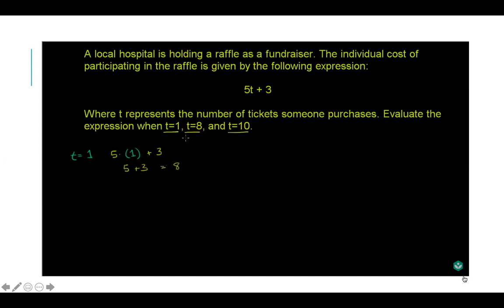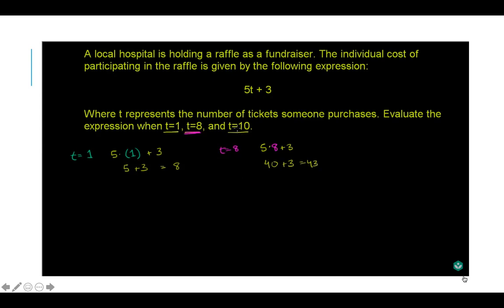Now let's do it when t is equal to 8. This expression becomes 5 times 8 plus 3. And once again, 5 times 8 is 40, and then we have the plus 3 there, so this is equal to 43.